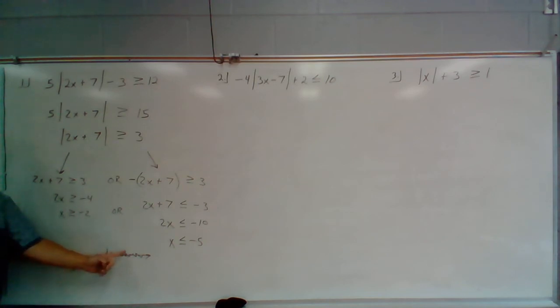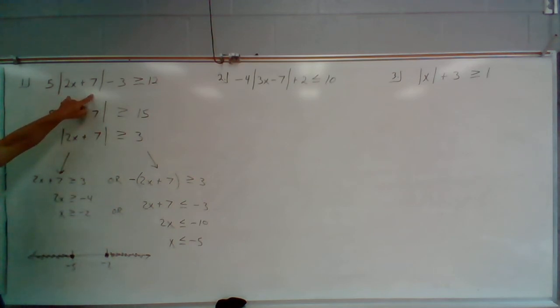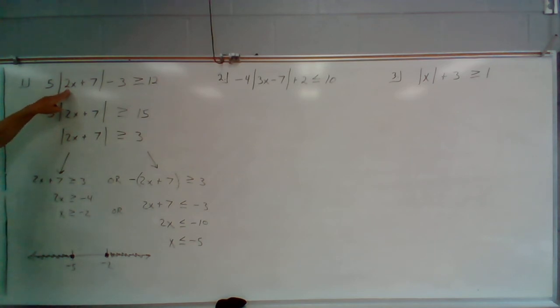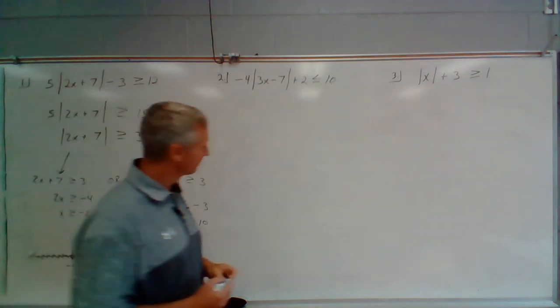Let's try a 0. Make sure 0 works. So if I put in 0, that'll be the absolute value of 7. Times 5 is 35. 35 minus 3 is 32. Definitely greater than or equal to 12. So that's good. Let's check over here. Let's put in a -6. So if I put -6, that's -12 plus 7 is -5. Absolute value of that is 5. 5 times 5 is 25. 25 minus 3 is 22, which is greater than or equal to 12. So we can be confident we got that right.